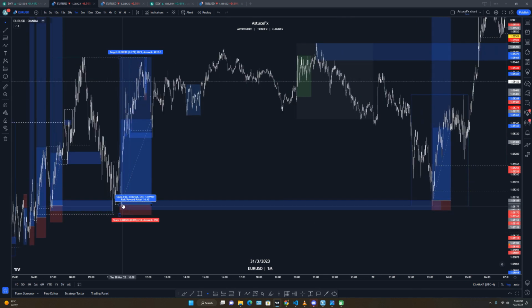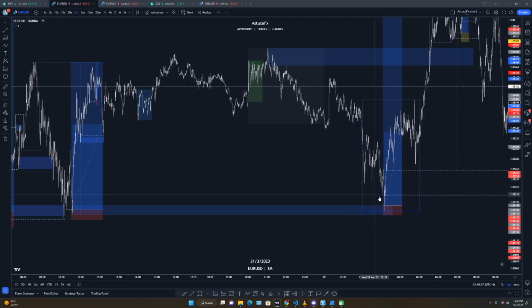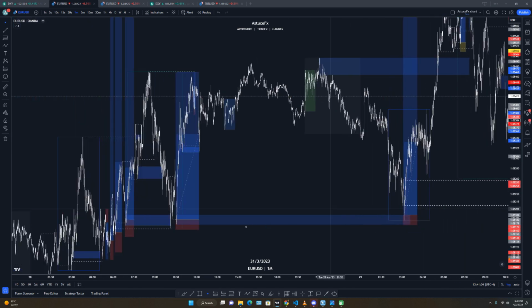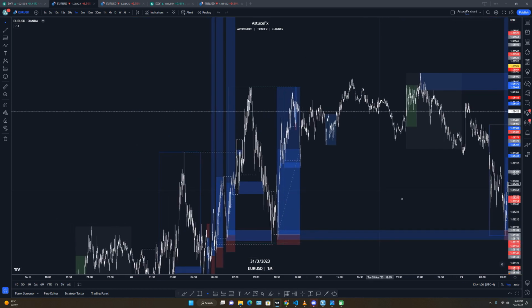I want to make sure that this low is valid, and it has to fulfill some criteria, which is some ICT stuff and some algo stuff. Then I want to take my trade based on time and price. For me to enter this trade, I want to be maybe in the kill zone. I want to be in some time window to take the trade. I don't just take the trade because I see a trade setup.